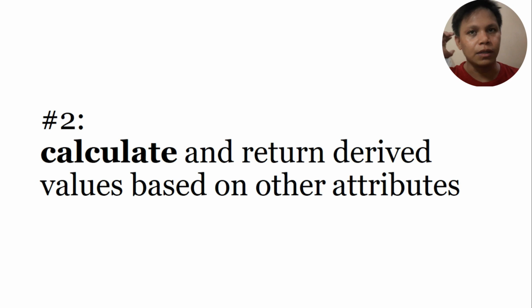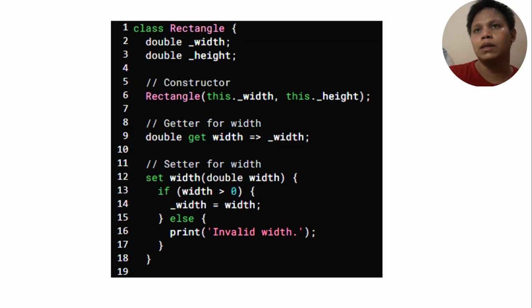Okay, so another benefit is you can calculate and return derived values. The derived value is also based on the value of other attributes. And here's an example of that. Let's say we have a rectangle class with two attributes, width and height. And although we could also add the perimeter and area attributes, we reserve that for later. You will see. So anyway, as you notice in line 12, we have a setter for the width.